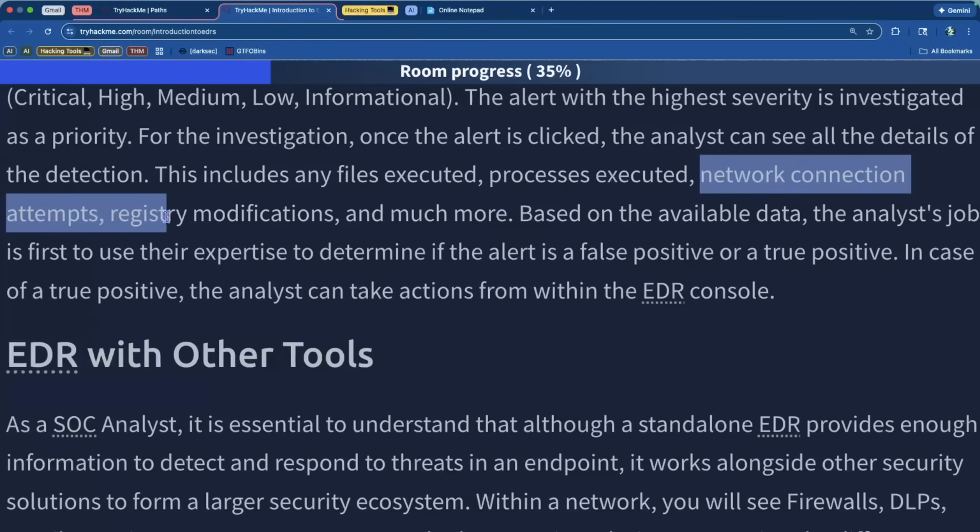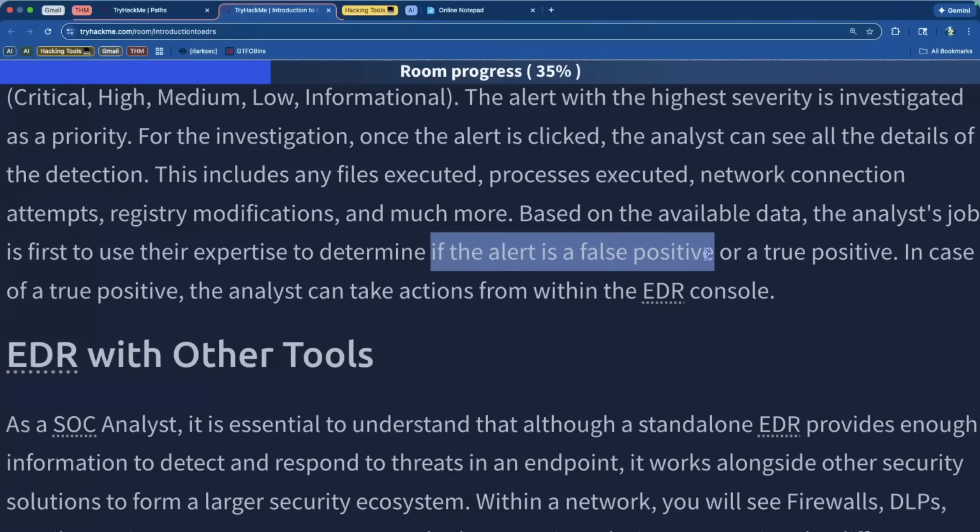Network connection attempts is just that. It's just logging the network connection attempt. It's not telling you what else happened with that network connection, okay? So based on the available data, the analyst's job is first to use their expertise to determine if the alert is a false positive or a true positive.